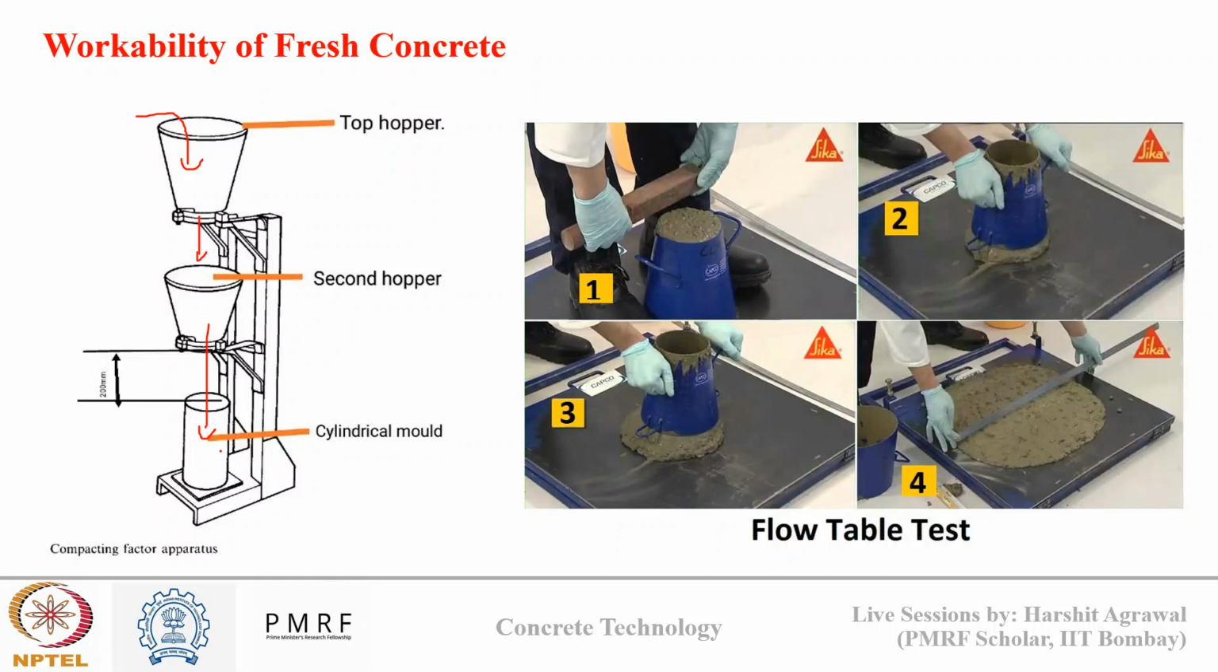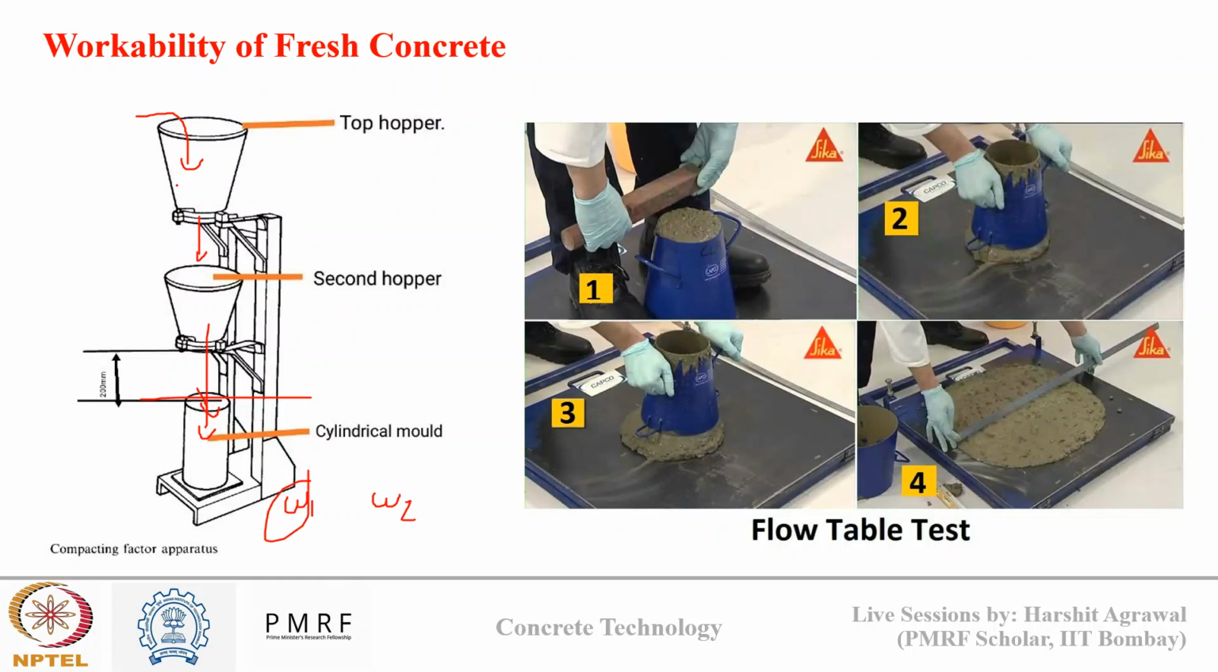Once the concrete enters the cylindrical mold, we strike off the excess concrete from the top and record the weight as W1. Then we completely compact the concrete, fill the extra concrete from the top, level it, and record the weight as W2.